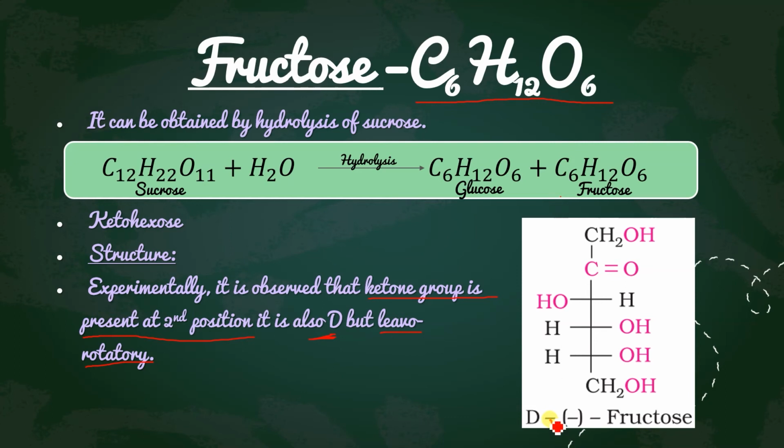Just don't get confused. This is just a hyphen, okay? It is nothing. D is for resemblance with glyceraldehyde, and this negative means it is levorotatory, and fructose, why? Because this ketone group is there.